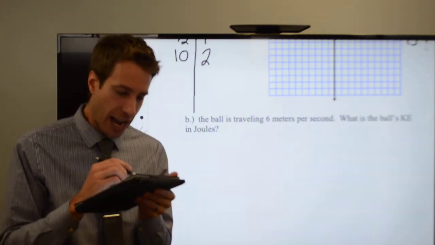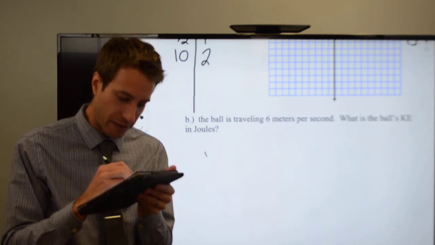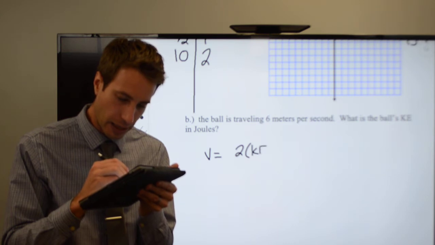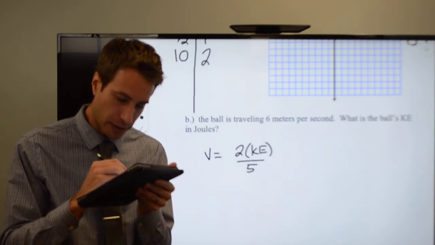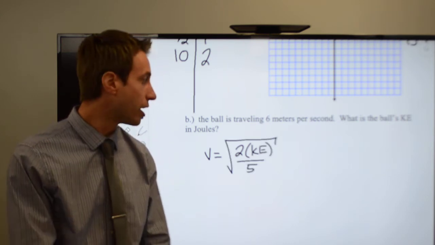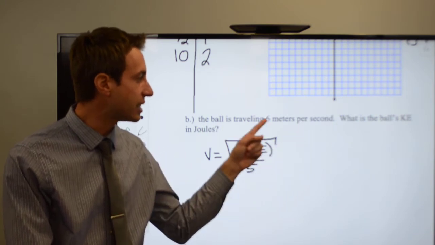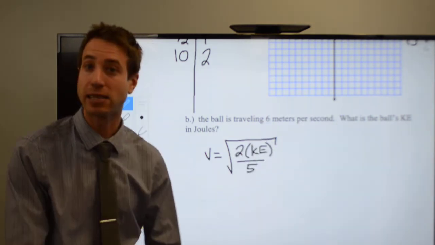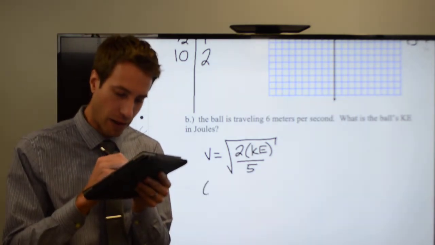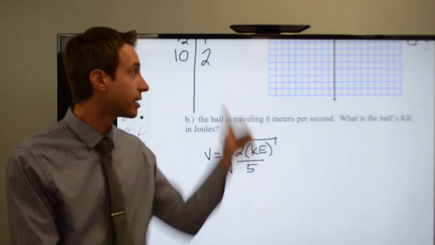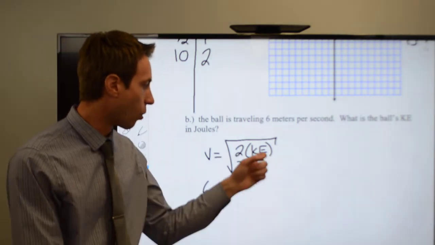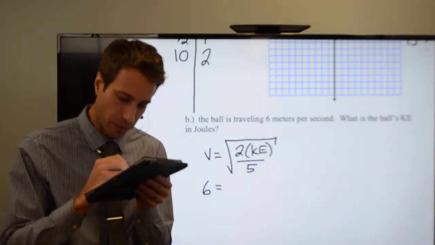Well, here we go. I could use the equation I was given. V is equal to the square root of 2KE over 5. And I want to know how much kinetic energy is needed for a ball traveling at 6 meters per second. So I'm going to plug a 6 in for V and solve. This one was not in our table, so you will need to solve this one for KE, which we can do.